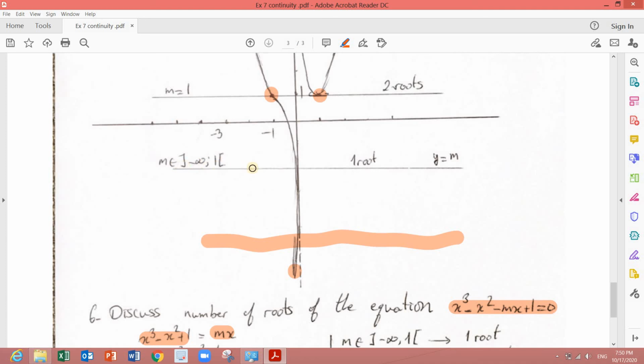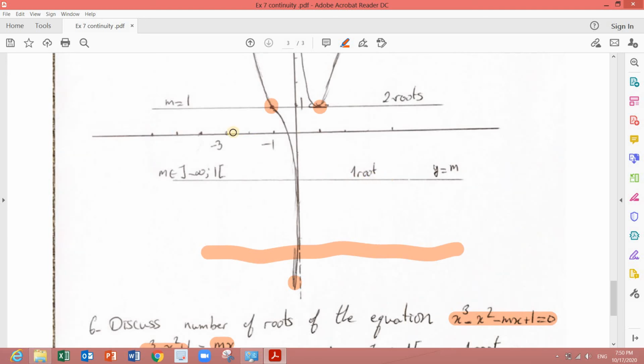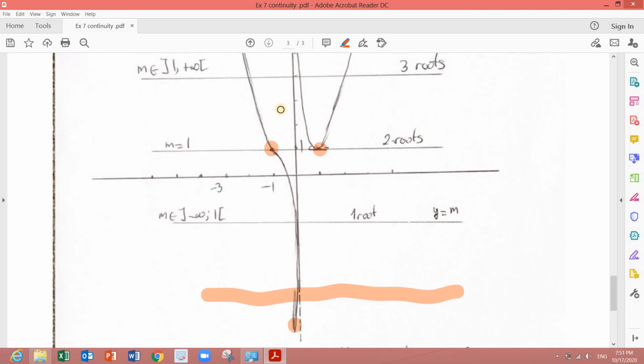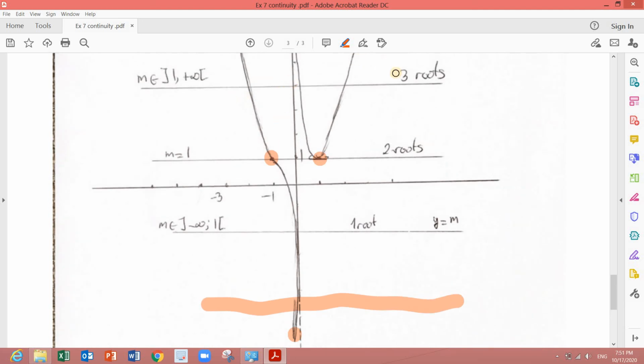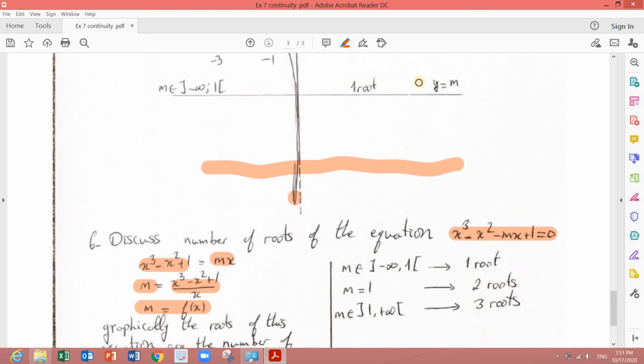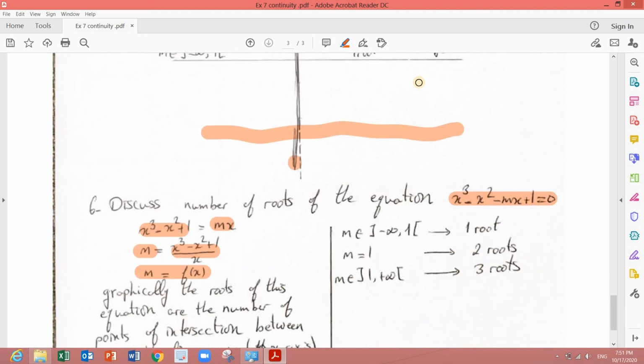So from minus infinity to 1, any line parallel to the x-axis will cut the curve in 1 point. So we have 1 root. If m equal 1, it will cut the curve in 2 points. So we have 2 roots. And for m greater than 1, or m belongs to the interval 1, plus infinity, we have 3 roots. So I write them on the graph. If m belongs to minus infinity, 1, we have 1 root. If m equal 1, 2 roots. And if m belongs to 1, plus infinity, we have 3 roots. This is all about this exercise.